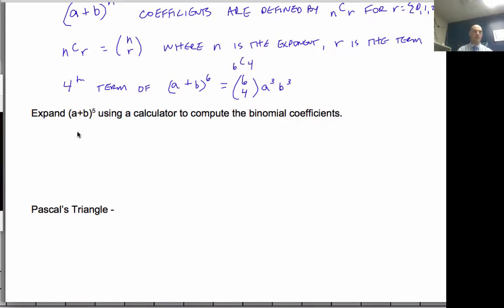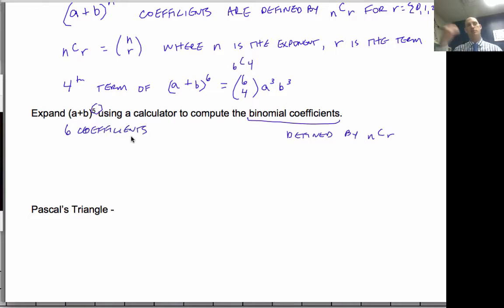This one doesn't want me to use Pascal's triangle. It wants me to use a calculator to compute the binomial coefficients. How am I going to do this? Well, on our calculator, what I just told you was you can determine the coefficients by nCr. So the binomial coefficients are defined by nCr. I'm going to have 6 coefficients here, because if I have 5, this means 6 coefficients.